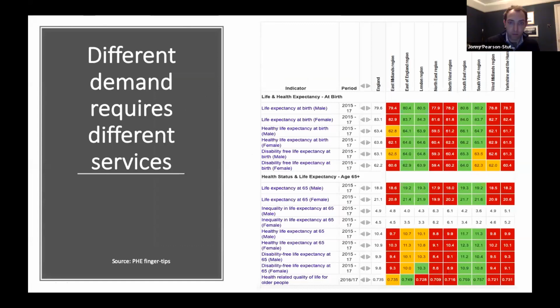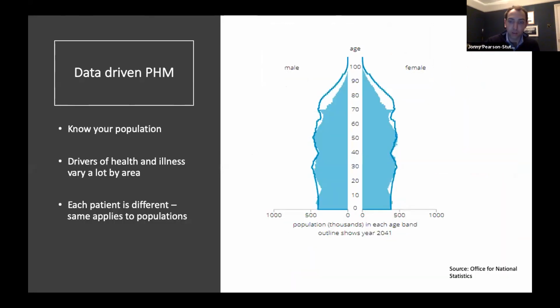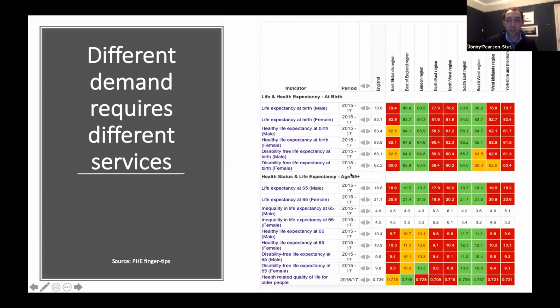Sorry for that. So the last slide here was around looking at the population, and then we moved to say how the populations differ. And here we're looking at different regions of England up on the top axis there, and on the side we've got different metrics such as life expectancy and healthy life expectancy. The purpose here was to show that we must know our populations, that each population is different, and that has implications both for the demands of the population and also the services that we should try and provide.